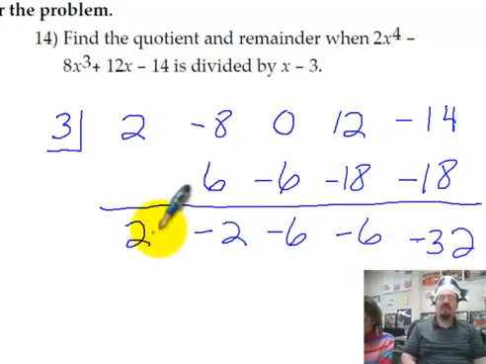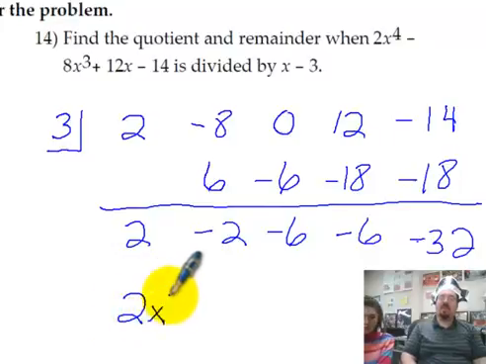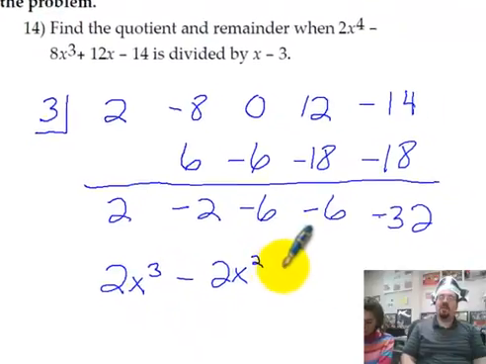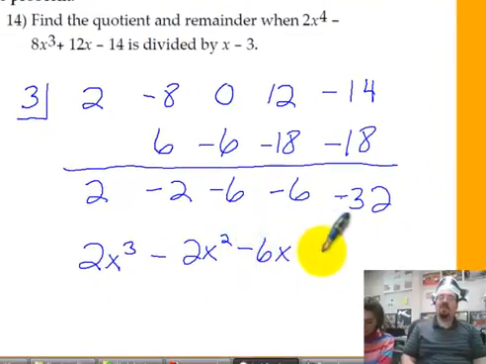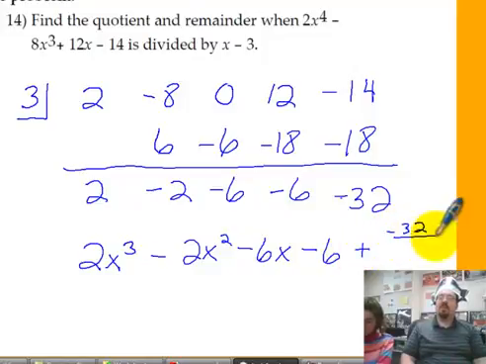So my final answer, this used to be 2x to the 4th, now it's 2x to the 3rd, minus 2x squared, minus 6x, minus 6, with a remainder, it's going to be plus negative 32 over x minus 3.